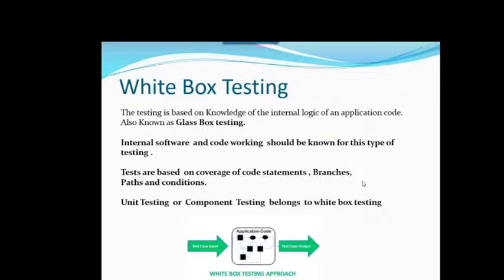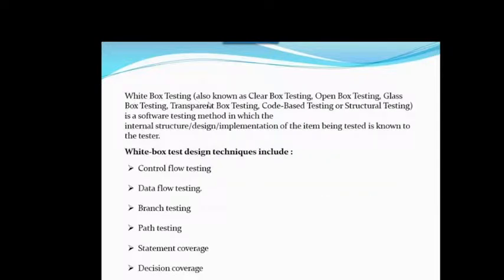There are many names: glass box, transparent box, open box, clear box. I'm calling it a white box. Some people call it a transparent box, some an open box, some a clear box, but all belong to white box testing only. Don't confuse here. Clear box means I'm able to see the code. Open box, glass box, transparent box: all mean I'm able to see the code. There are many names.